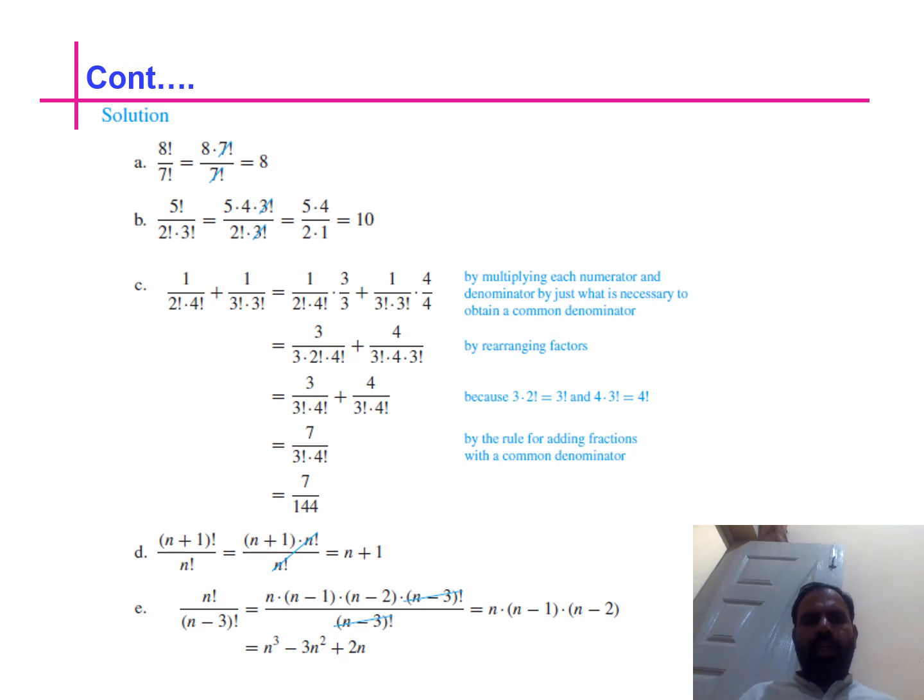First, 8 factorial over 7 factorial. You can write 8 factorial as 8 dot (8 minus 1) factorial, that is, 7 factorial, over 7 factorial. We stop here because the denominator is 7 factorial, so these cancel each other. So the answer is 8.